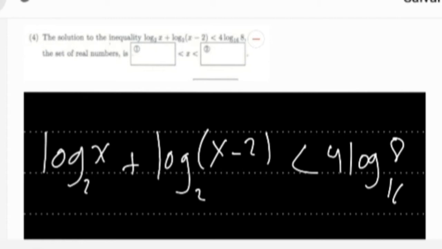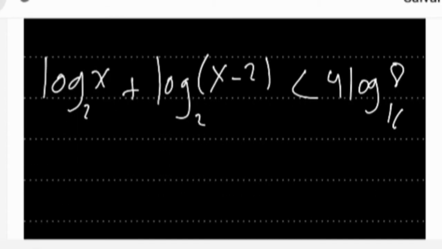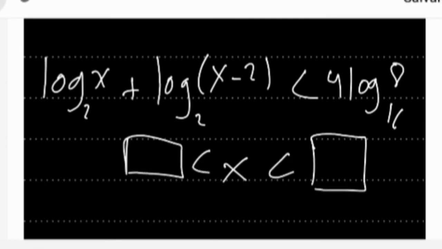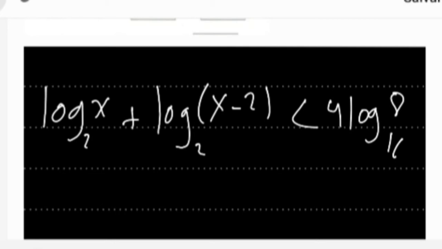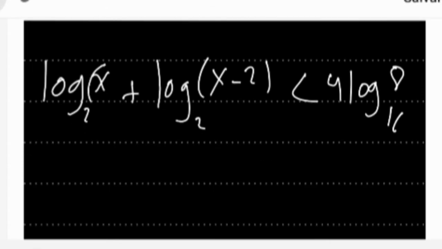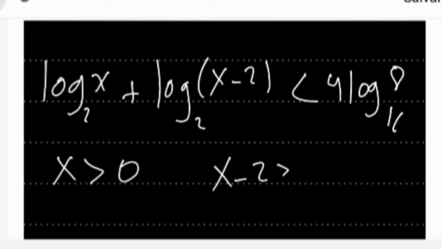The set of real numbers for this inequality to be true: x is bigger than something and smaller than something, and he's asking what this something is. So how do we go about solving this? Well, number one, when we are dealing with logarithms, you need to remember that this part over here can't be a negative number, so it is always positive. For the first logarithm, x is bigger than 0. For the second one, x minus 2 must be bigger than 0. And 8 is bigger than 0, so no worries.